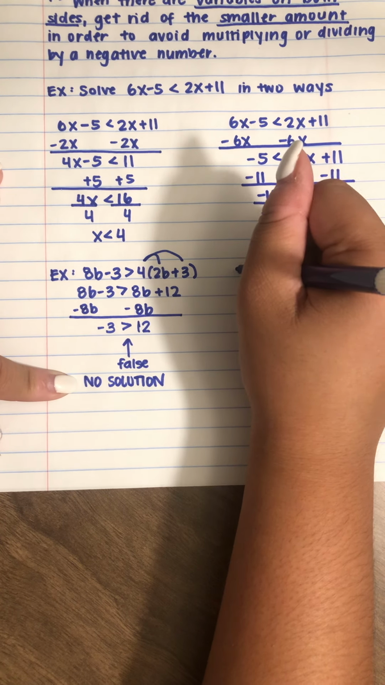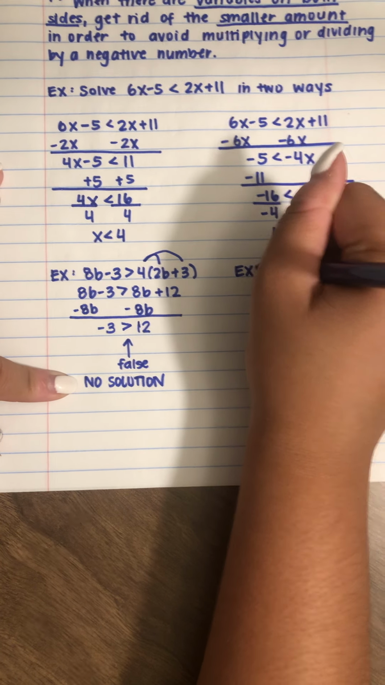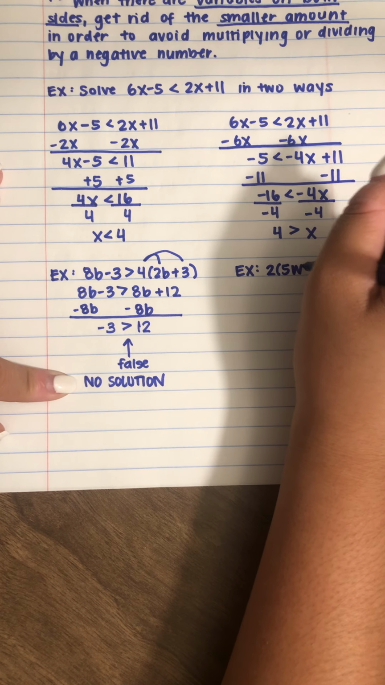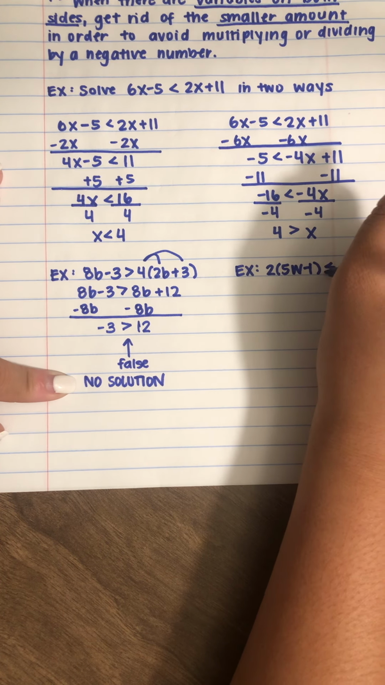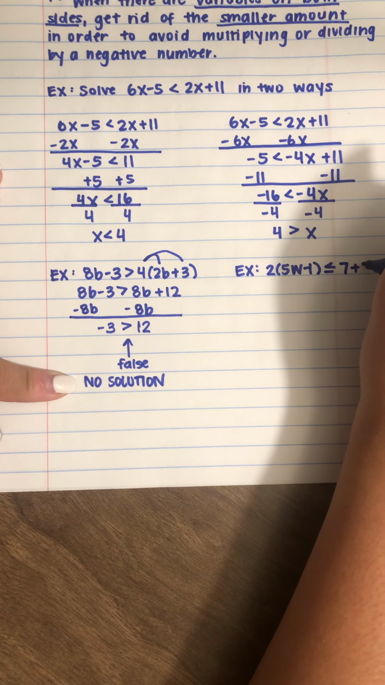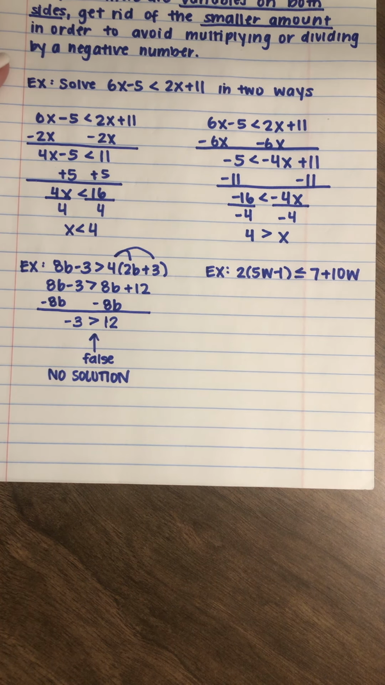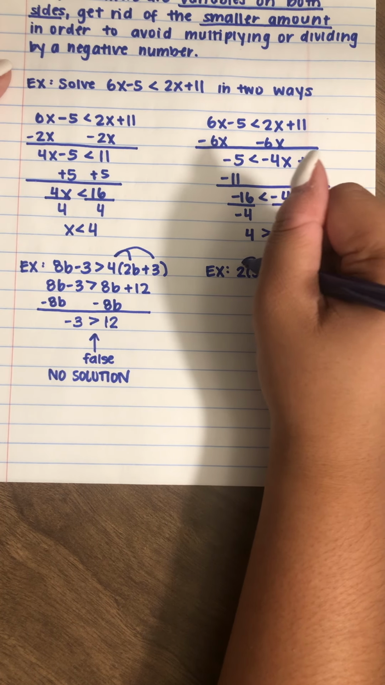All right, let's look at another example. We have 2 times (5w minus 1) is less than or equal to 7 plus 10w. I'm going to go ahead and distribute these.